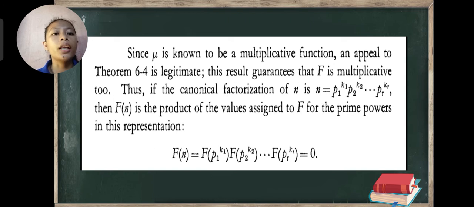Capital F of n is equal to capital F of p sub 1 raised to the power of k sub 1, times capital F of p sub 2 raised to the power of k sub 2, up to capital F of p sub r raised to the power of k sub r, which is equal to 0.